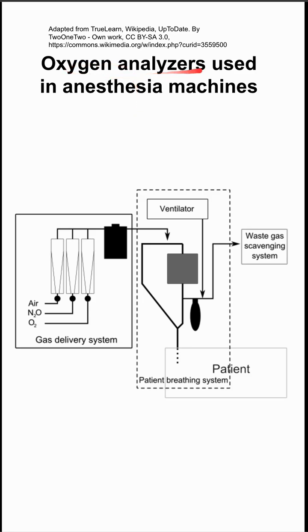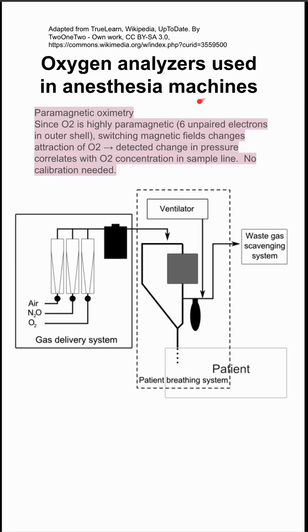These are the oxygen analyzers used in anesthesia machines. The first type is called paramagnetic oximetry. Since oxygen is highly paramagnetic with 6 unpaired electrons, you can switch magnetic fields to change the attraction of oxygen. This changes the partial pressure of oxygen in a sample line, and you can measure that difference. You don't need to calibrate this method.